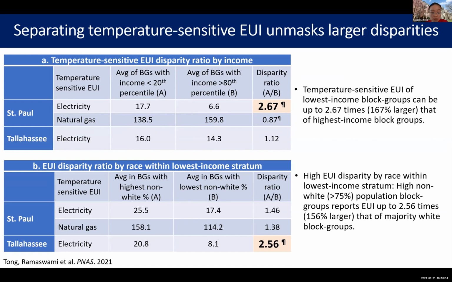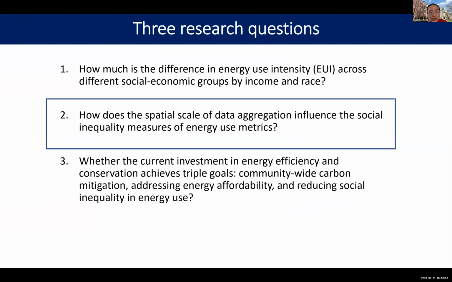So these percentages are much larger than what we saw previously, and it's actually quite important to look at the temperature sensitive EUI, because in Tallahassee, summer is quite hot and you need a lot of cooling, and in St. Paul, the winter is quite cold and you also need a lot of heating. So it's very important to understand the temperature sensitive EUI in addition to the annual ones. So this analysis tells you how we can unpack racial impact beyond income. And when we analyze energy use, we are not only looking at the annual one, but also at the temperature sensitive ones. So that concludes how much the difference is by race and income.